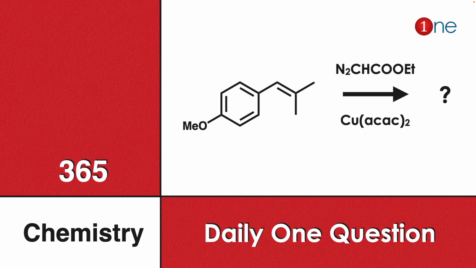Here anisole is given in the para position. Here you have an isopropene group. Here they are using a reagent, a diazo compound with an ester, and you are using copper acetylacetonate. You have to find what the final product will be.